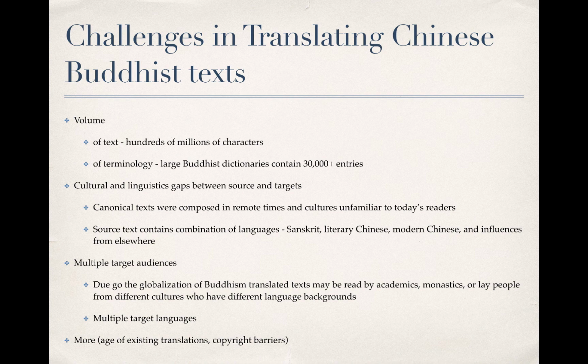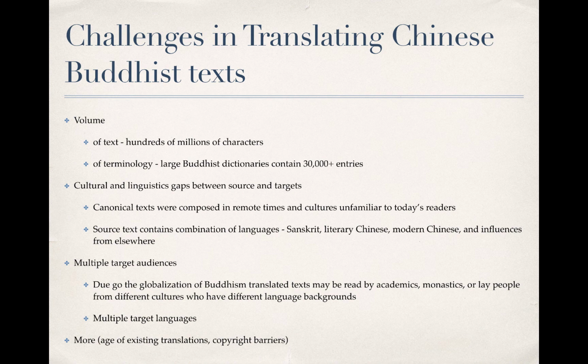Also, the source text contains a combination of languages translated into Chinese or transliterated into Chinese in many cases, including Sanskrit, literary Chinese, which is the base of the canonical text, modern Chinese, which is what dictionary entries are mostly written in, and there are influences from other places as well.